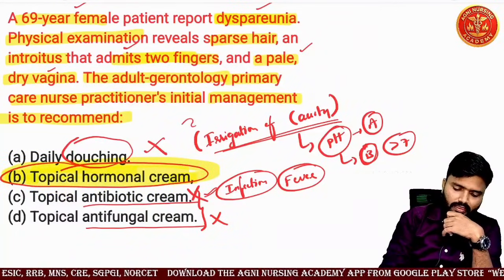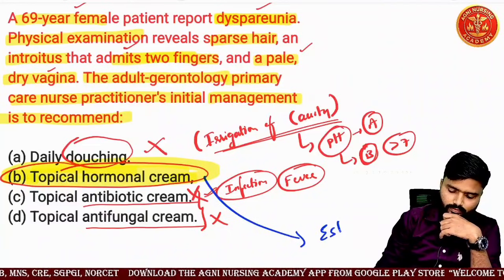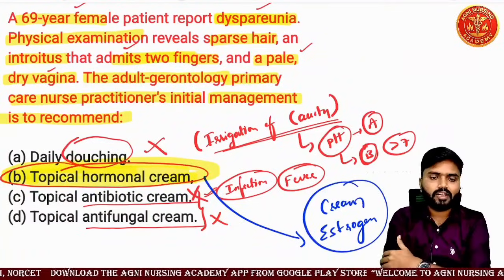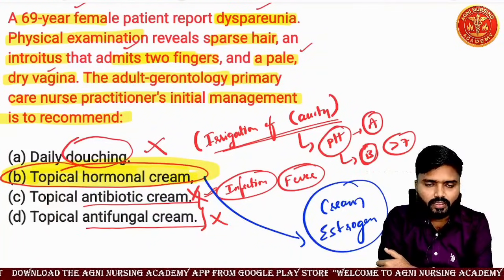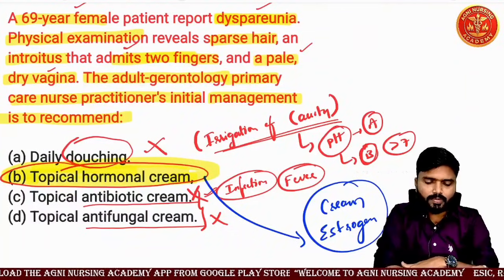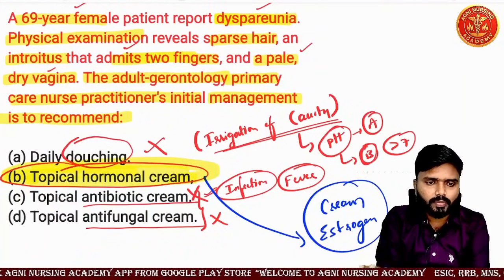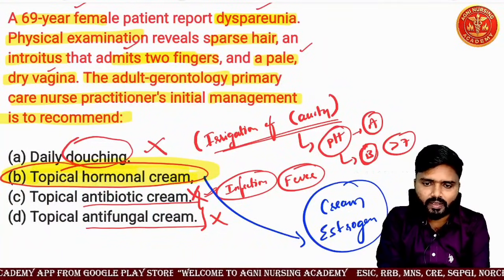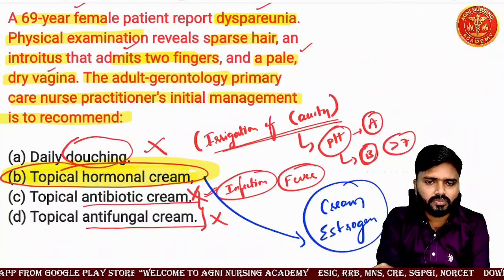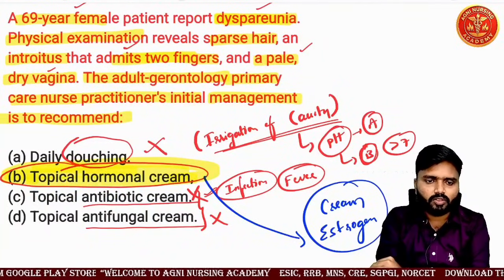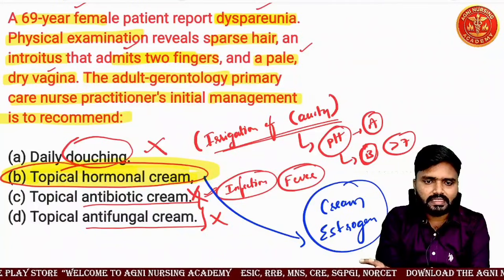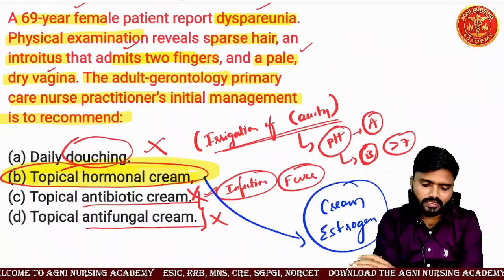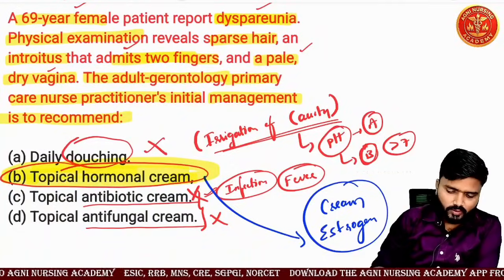This hormonal cream contains estrogen. Estrogen cream is applied in postmenopausal women. After menopause, estrogen in the female body decreases, so symptoms start such as a dry vagina, a pale vagina, and hot flushes. We see all these symptoms in menopausal women. To avoid friction and dyspareunia, we apply topical hormonal cream, that is estrogen cream. Okay, so option B is the correct answer for this question.